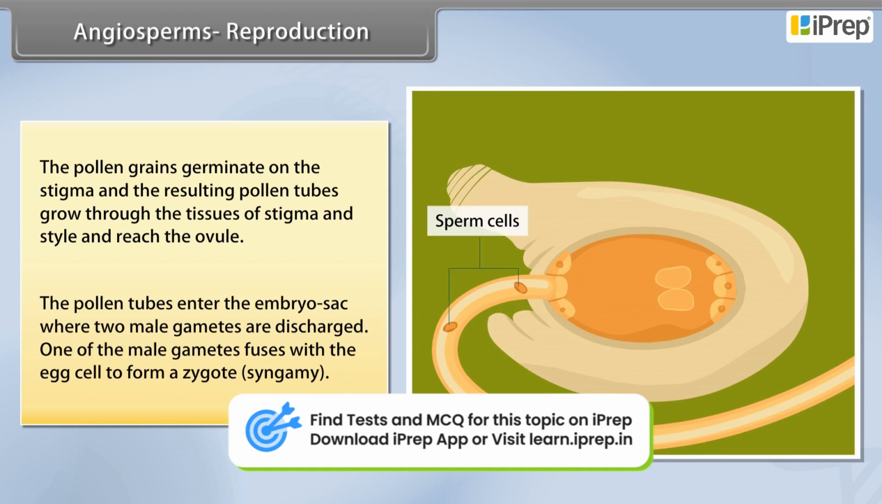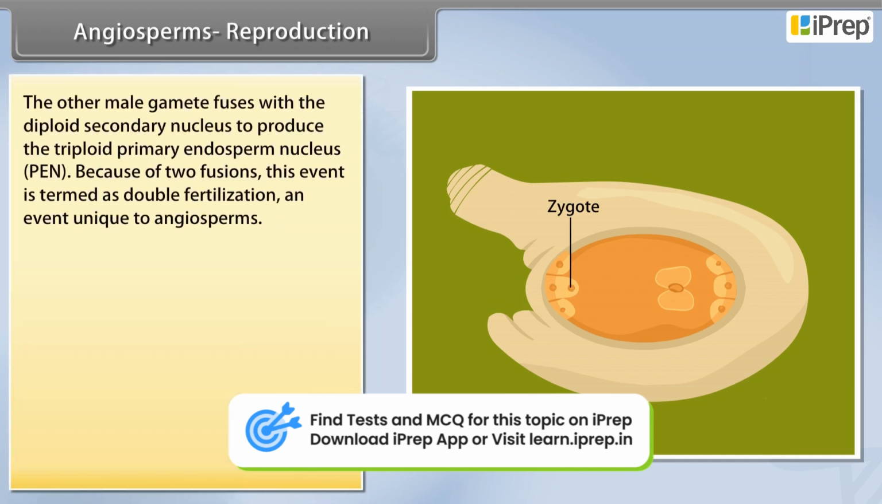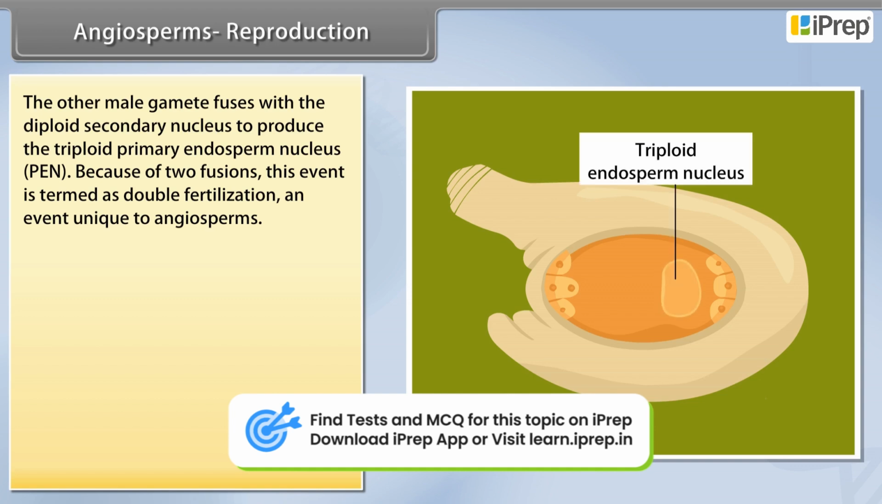One of the male gametes fuses with the egg cell to form a zygote, syngamy. The other male gamete fuses with the diploid secondary nucleus to produce the triploid primary endosperm nucleus, PEN. Because of 2 fusions, this event is termed as double fertilization, an event unique to angiosperms.